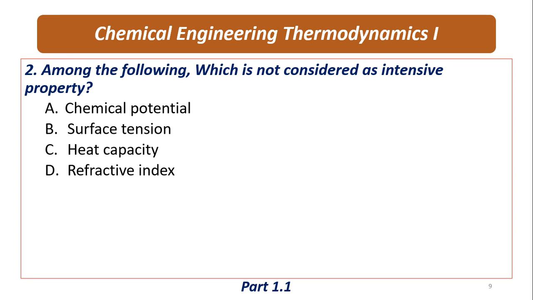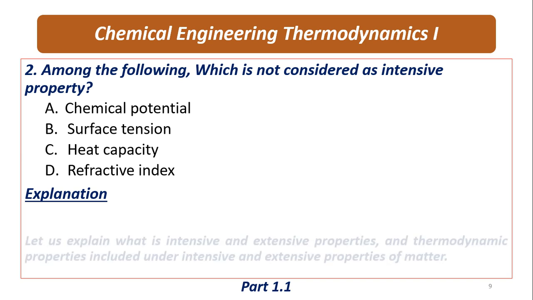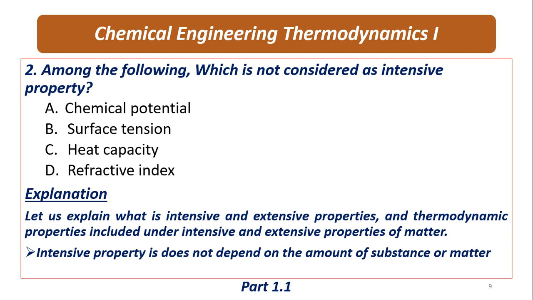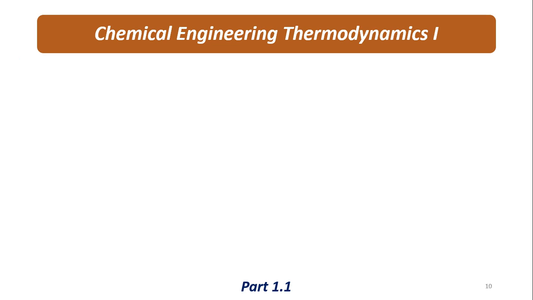Extensive property is the property of the material which depends on the amount of matter or mass. On the other hand, intensive property is the property of the material which does not depend on the mass of the material or the amount of matter. So as an explanation, let us see what the intensive systems are.